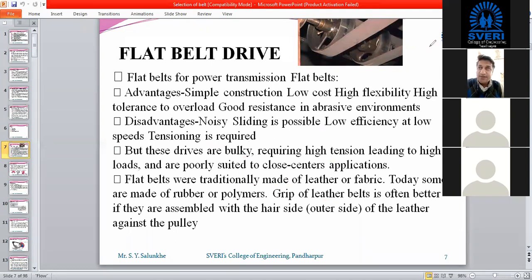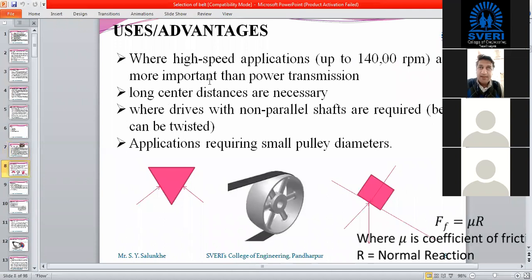And next, we are going to see the advantages and disadvantages of this flat belt. Okay.